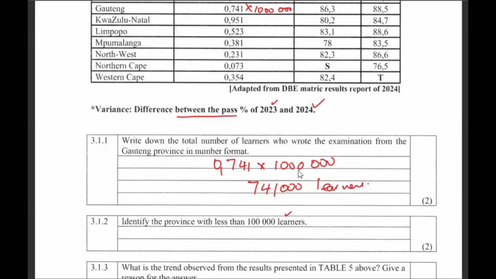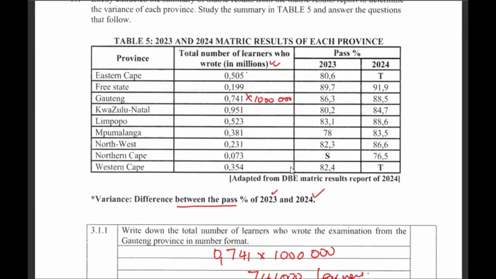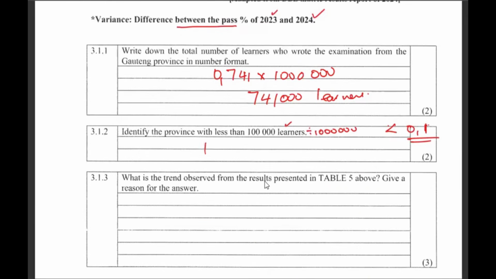100,000 learners. So if I get 100,000 and divide it by a million, I'm getting 0.1, meaning that we need to look for a province that has less than 0.1, and all these are above except for this one, which is 0.07. So Northern Cape. Okay, so Northern Cape becomes the culprit, or NC. Okay, so that is with 3.1.2.